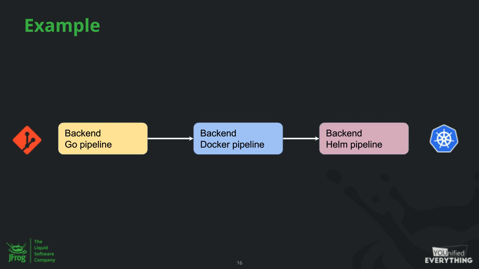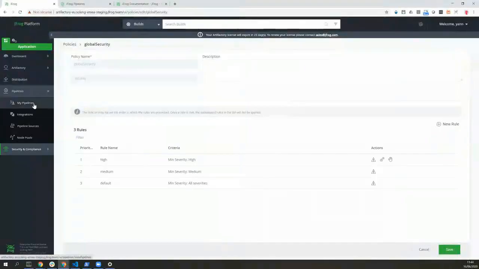So again, back to my screen. On the left panel I can now switch to JFrog Pipelines. Hopefully you can see my screen. I just want to make sure that you can see it. Okay, so here you can see now.